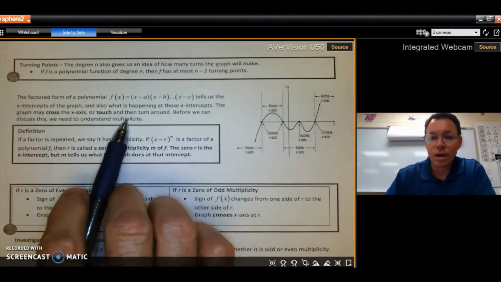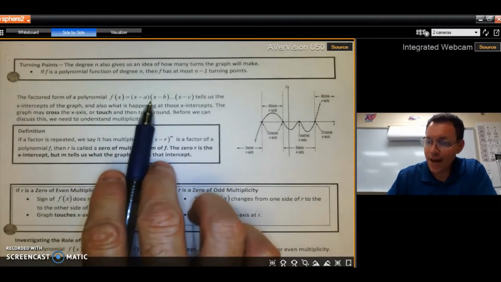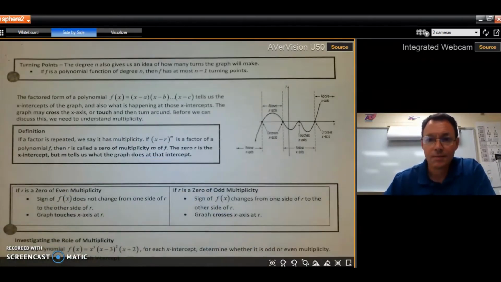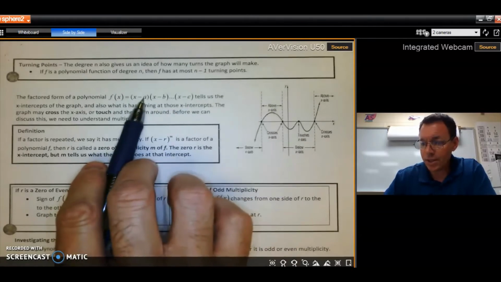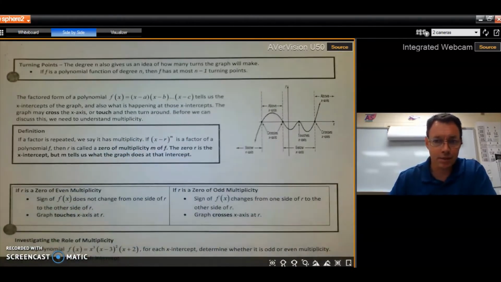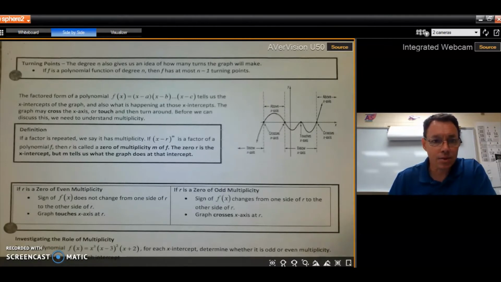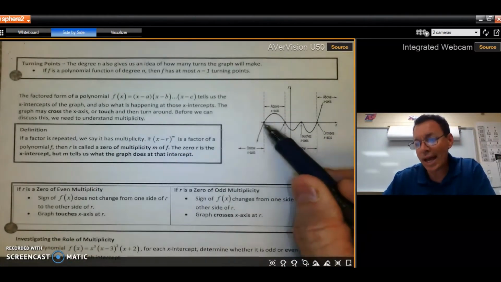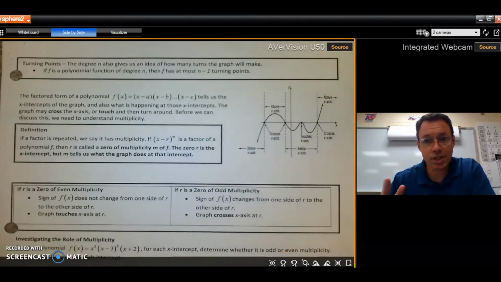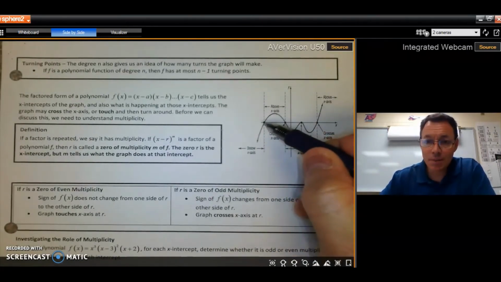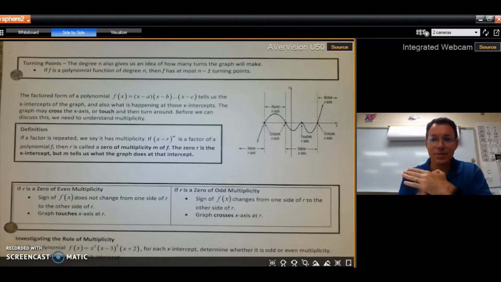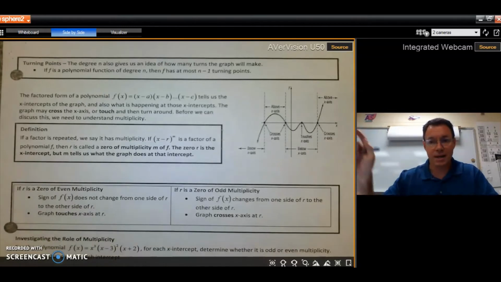Now, we've talked about the fact that the factors of a polynomial tell you where the graph is going to cross the x-axis. These are your x-intercepts. So this graph would cross at A, B, C, etc. But there's something else that the factors can tell you, and that's what happens at the x-intercepts, because there are 2 things that can happen. An intercept just means you are making contact with the x-axis. Intercept doesn't mean you have to cross it and pass through.